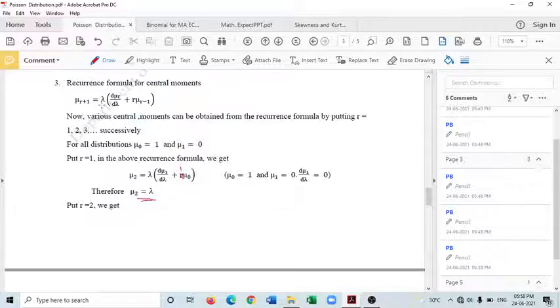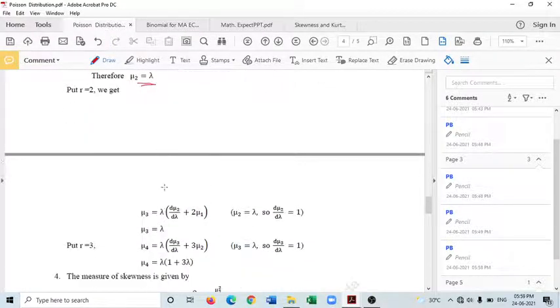So mu 3 is equal to lambda into d mu 2 by d lambda plus 2 into mu 1. But mu 2 is lambda, as in the former step we found mu 2 as lambda. So d mu 2 by d lambda is 1. We already found mu 1 is 0, generally 0 everywhere. So it is mu 3 equals lambda into 1 plus 2 into 0, that is 1 plus 0 inside the bracket, that is mu 3 equal to lambda.